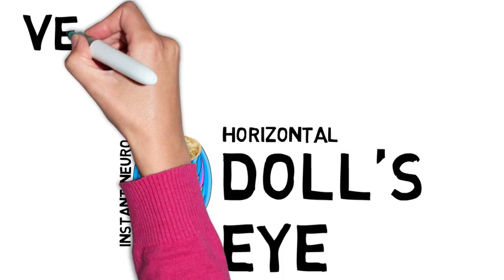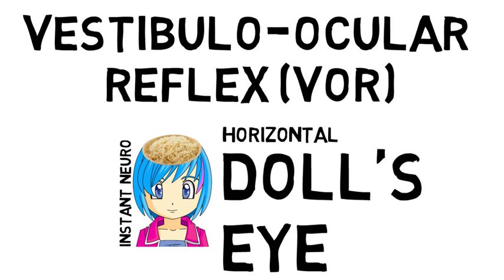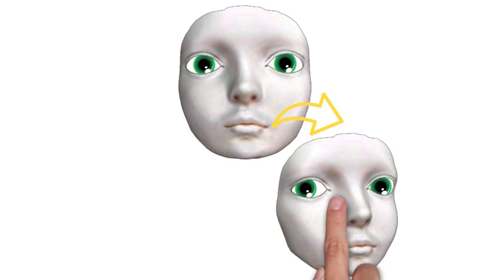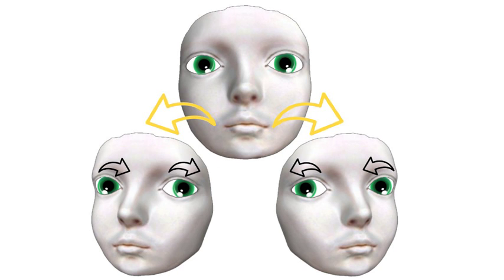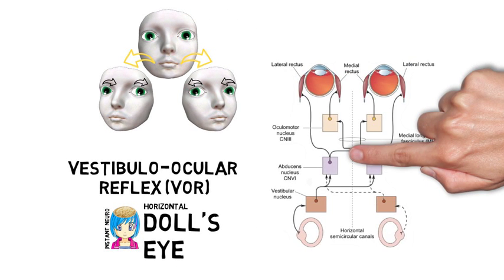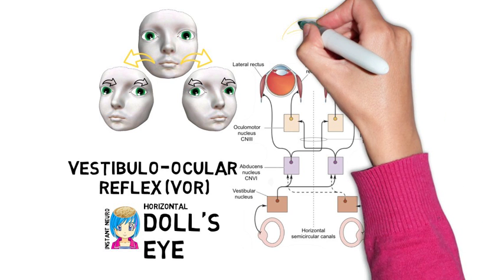Instant Neuro! The doll's eye test is used to confirm function of the vestibulo-ocular reflex, VOR, of the brainstem in a comatose patient. If the brainstem is intact and the head is turned to the left, the eyes move to the right. If the brainstem is intact and the head is turned to the right, the eyes move to the left. Let's review the VOR pathway to understand how this reflex operates in response to an abrupt head turn.